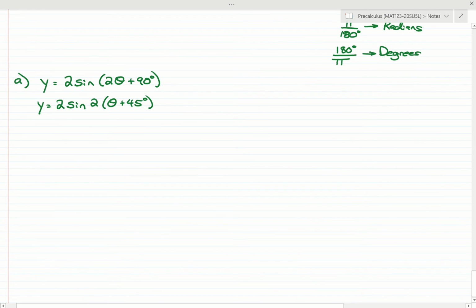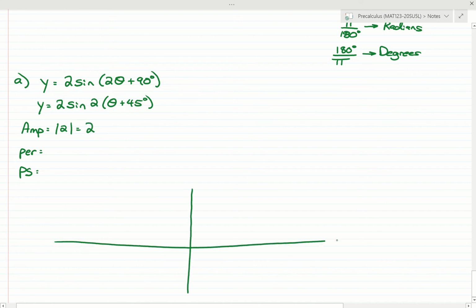So now let's talk about our amplitude, period, and phase shift. The amplitude would be the absolute value of 2, or 2. So I'm going to set up my graph. I'll try to make a straight line here.